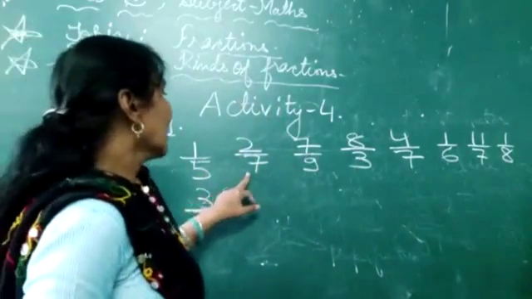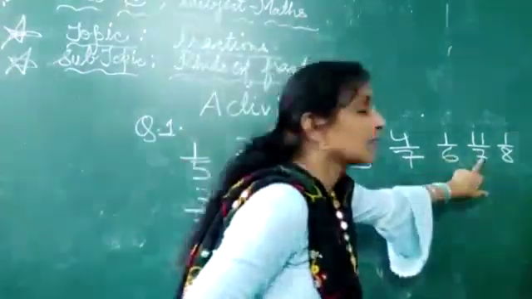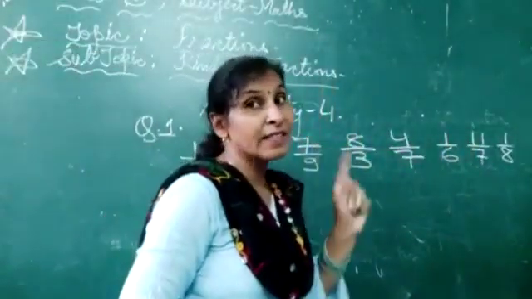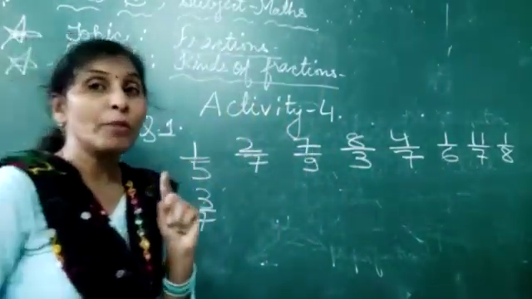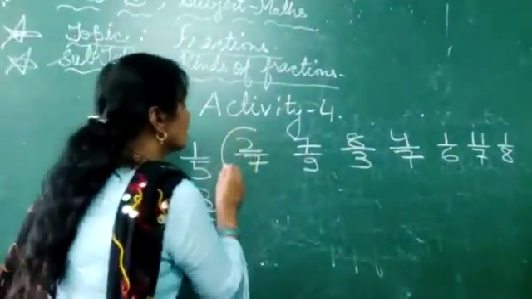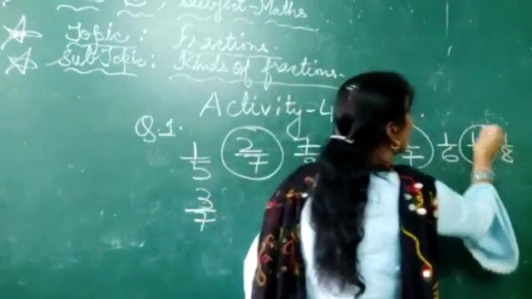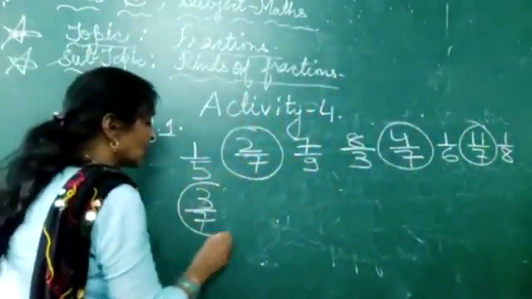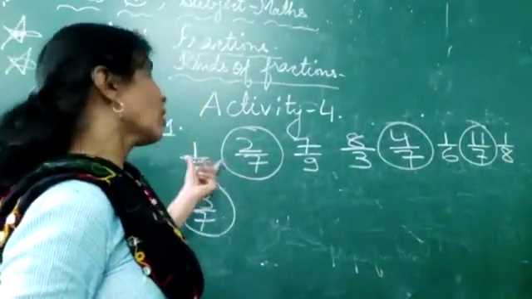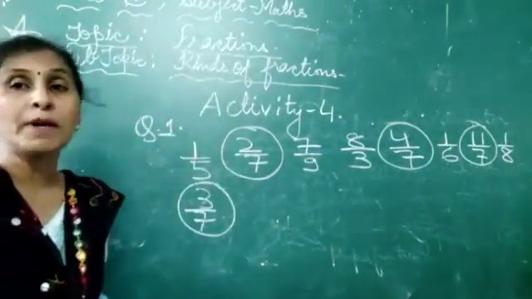Then this fraction and this, all the denominators are 7. इन सब में डिनोमिनेटर्स क्या आ रहा है? 7, जो कि सेम है. And circle this 2 upon 7, 4 upon 7, 11 upon 7 and 3 upon 7. These all about the question number 1. Now the question number 2.